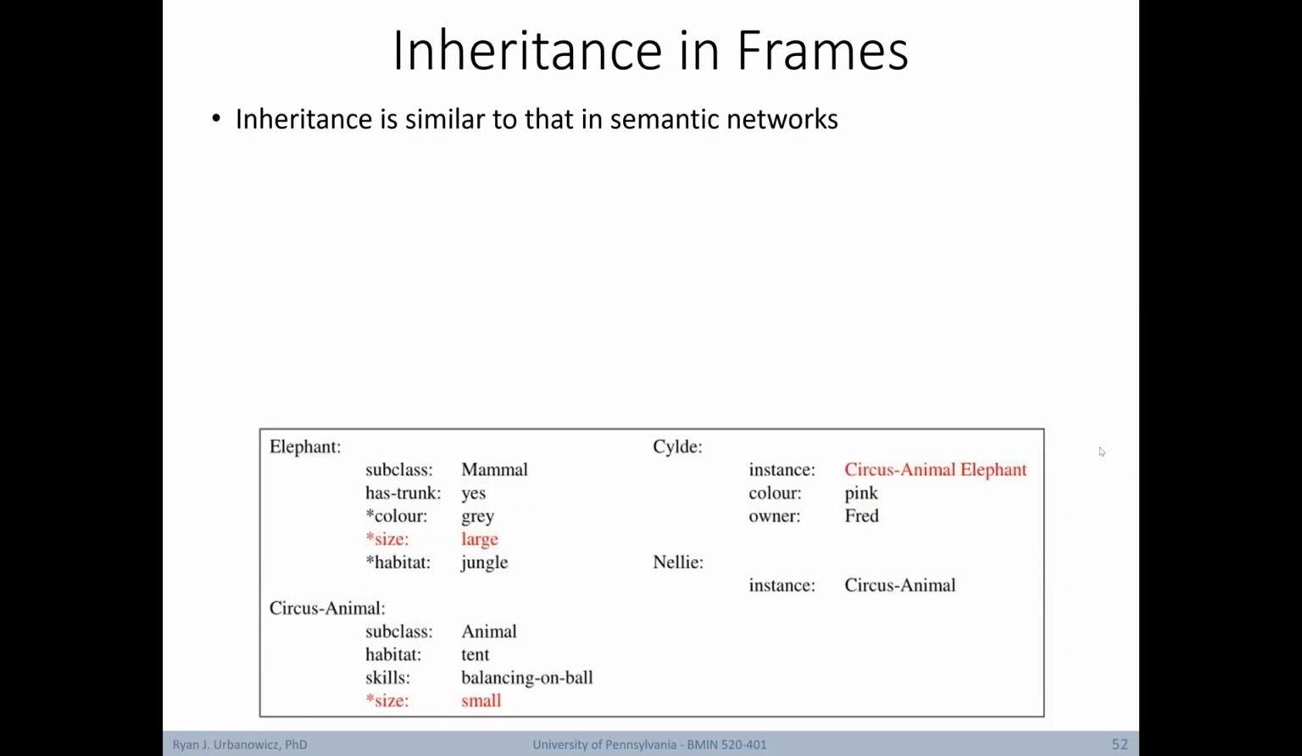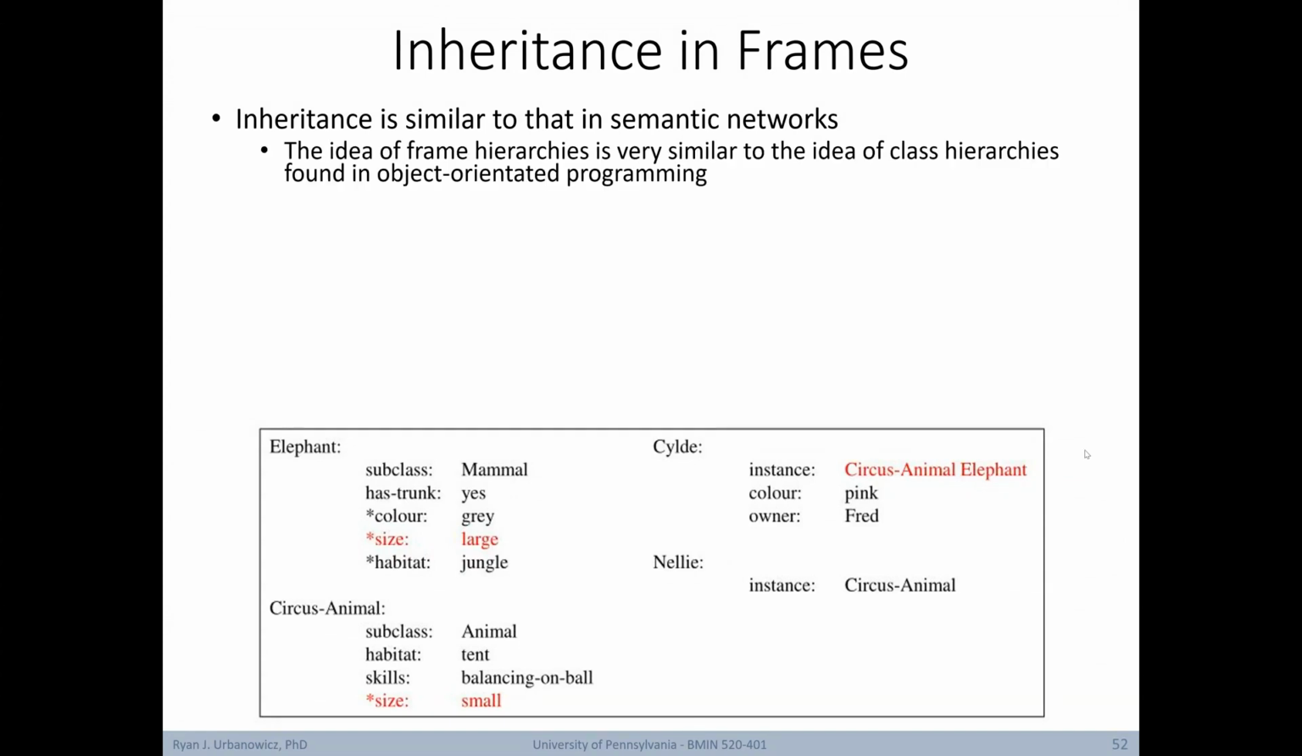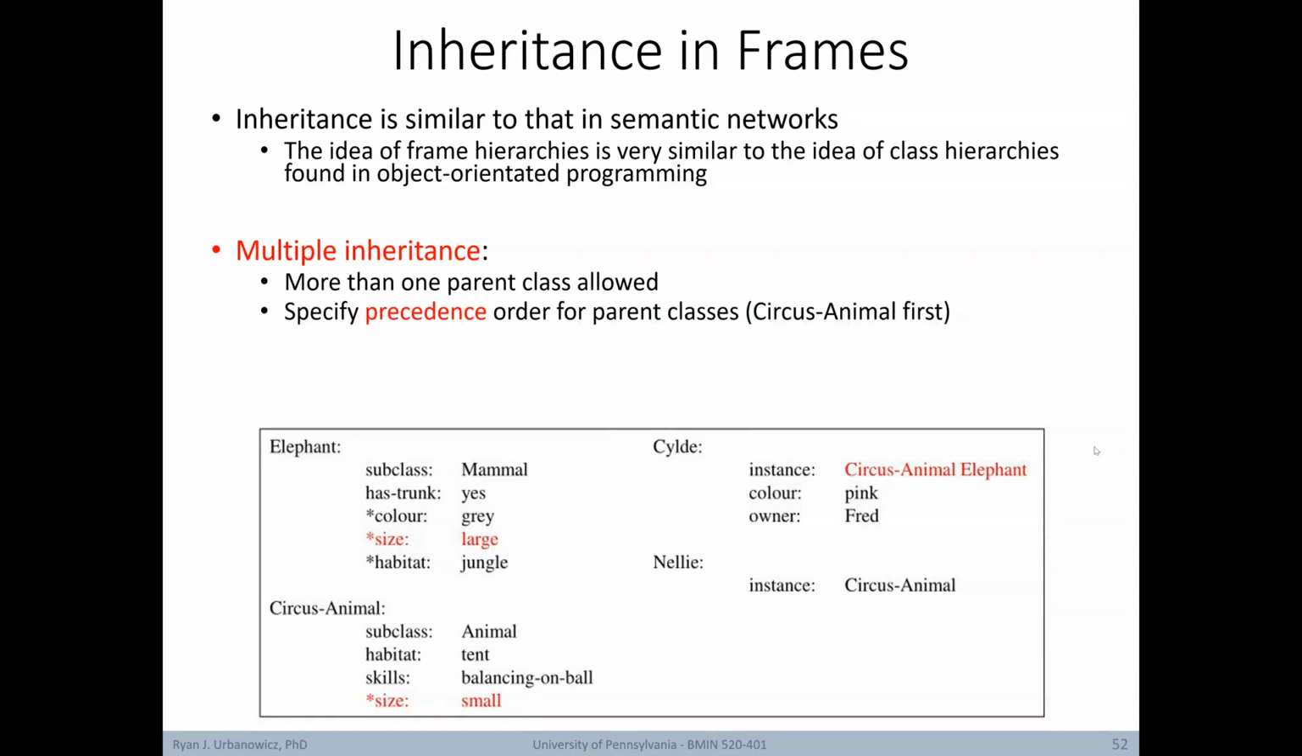Let's talk a little bit more about inheritance in frames. The inheritance of frames is similar to that in semantic networks. The idea of frame hierarchies is very similar to the idea of class hierarchies found in object-oriented programming, such as programming languages like Python. As in semantic networks, you can also have situations of multiple inheritance when using frames. In other words, more than one parent class can be allowed. It's important in these situations to specify the precedence order for parent classes.